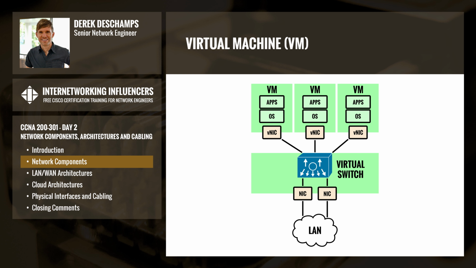In order to connect virtual machines to the network, each virtual machine is assigned at least one virtual network interface card, or VNIC. The VNICs are then connected to a virtual switch. A virtual switch is entirely software-based and behaves in a similar manner to a standard switch. The virtual switch is then connected to the network through the network interface cards of the physical server.